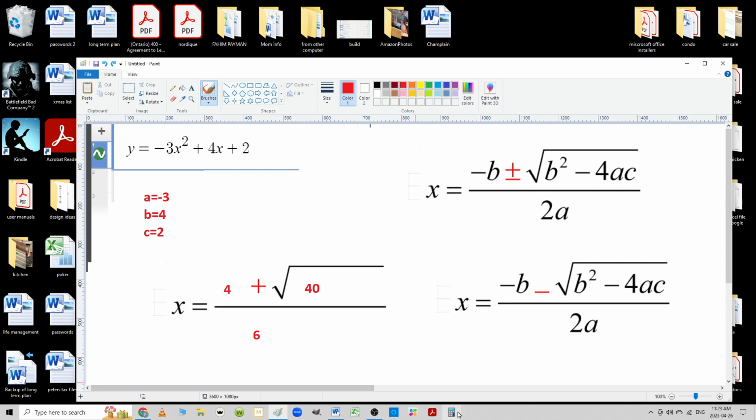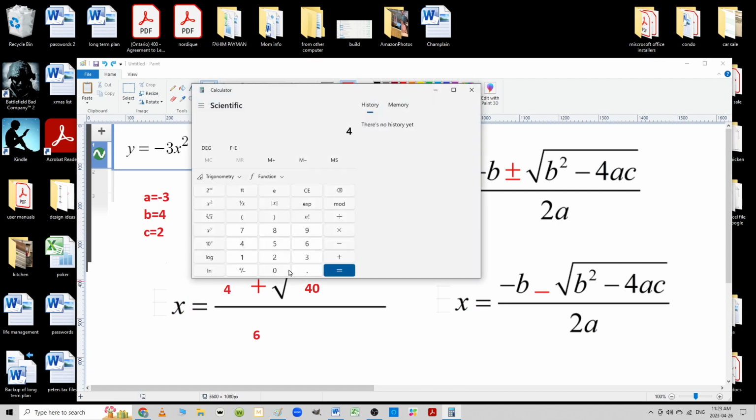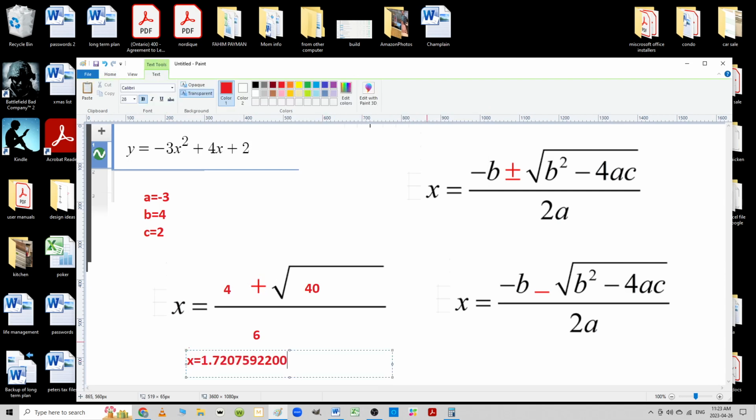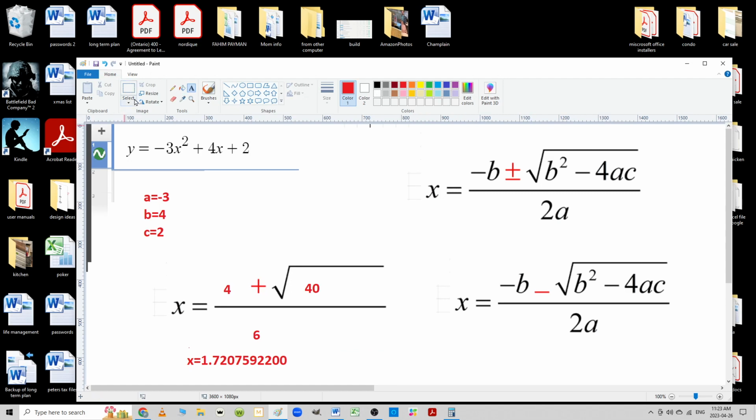Now let's look at the inaccurate answer. We're going to take the square root of 40. We're going to add it to 4, which is the numerator. Then we're going to divide that by 6. And we get that. x on our graph, one of our x's, our roots, will be equal to that. Notice it gets inaccurate because the calculator keeps going on and on.